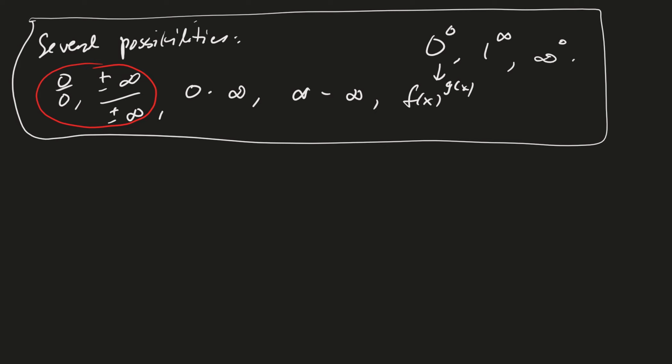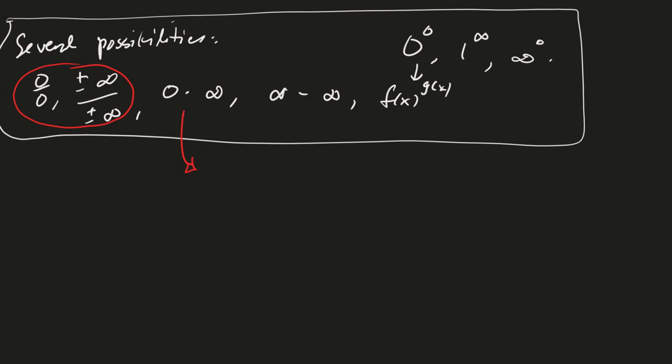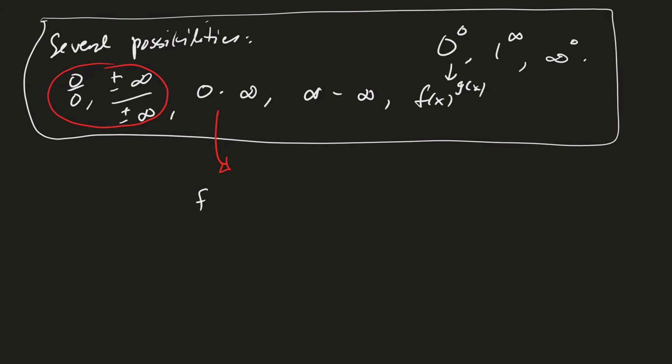If you are given a product, you can always change a product into a fraction by taking f of x times g of x and rewriting it as f of x over 1 over g of x. Or you could do vice versa, or you could take g of x divided by 1 over f of x. Good. And then what did we do for the infinity minus infinity situation?